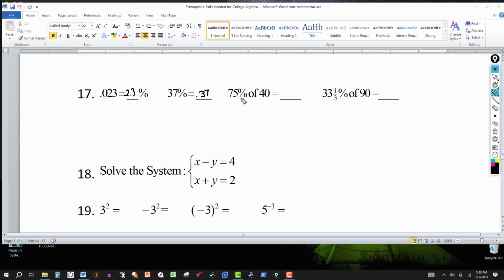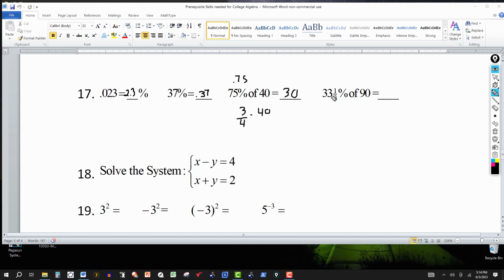Now, if we have something like 75% of 40, you can think of 75% as 3 over 4. You can convert percents to fractions. So you could take a calculator and just go ahead and write 75% as 0.75 and multiply that times 40 and you get 30. So 75% of 40 is 30. Notice if I multiply 40 by the equivalent here, 75% as a fraction is 3/4. So 4 into 40 is 10. 10 times 3 is 30.